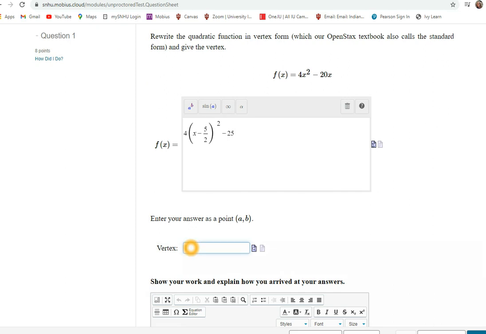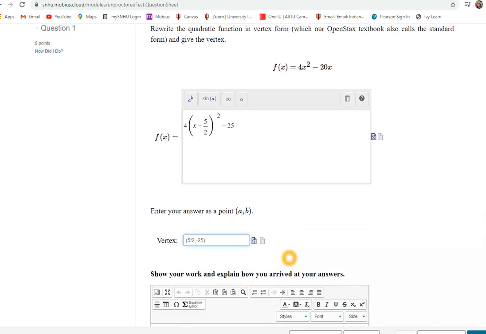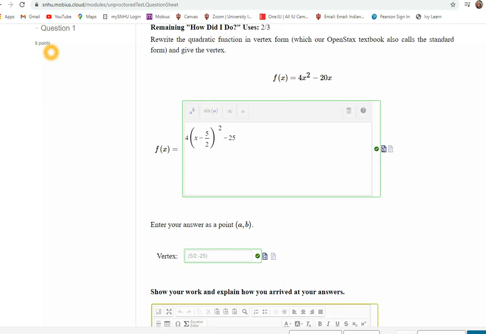And then the vertex, it didn't give me the option down here. Well, fine. Vertex is 5/2, comma, negative 25. Will it take it like that? Because it didn't give me any options. Can't click that on. Let's see what it says when I click on how did you do? Yay, I got it right.